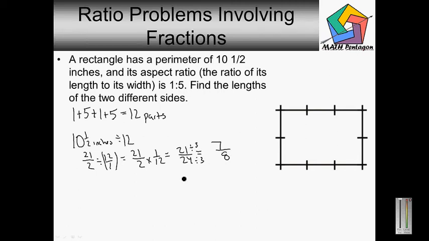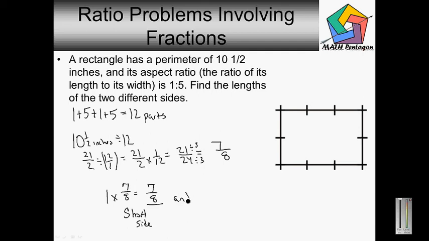To figure out the short side of the rectangle, the aspect part is 1, so the short side would be 1 times 7 over 8, which is just going to give us 7 over 8. So this is the short side of the rectangle.